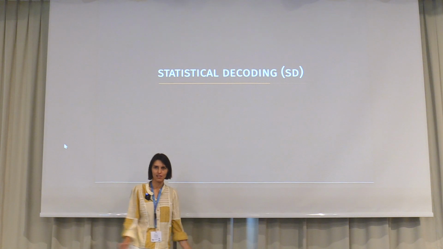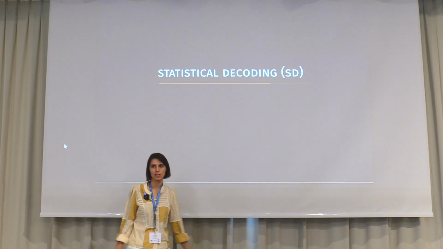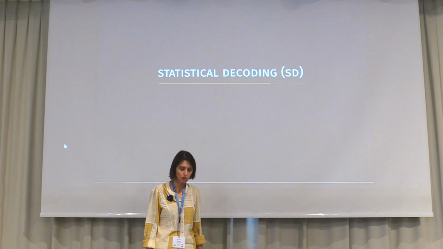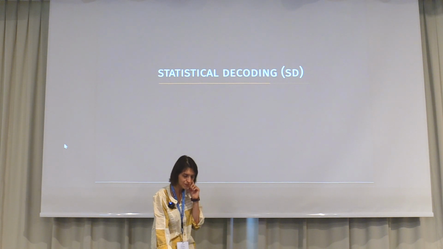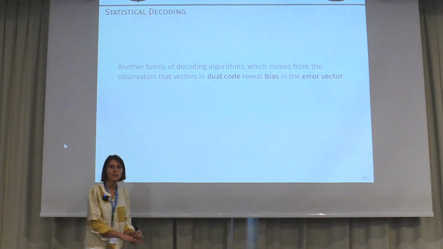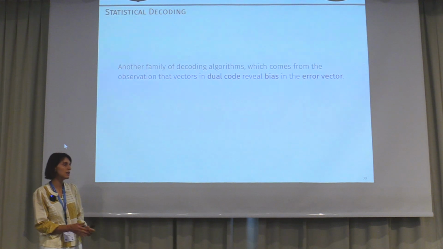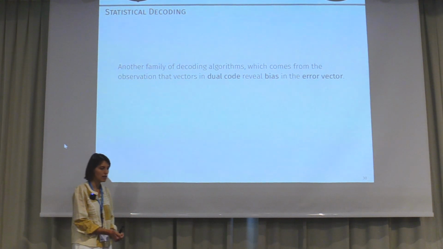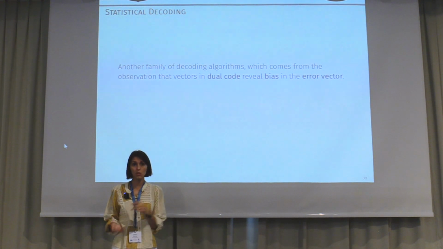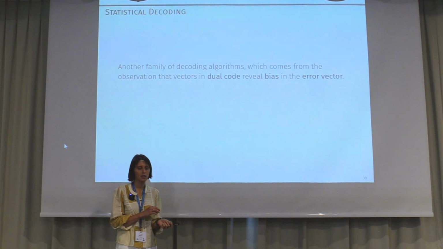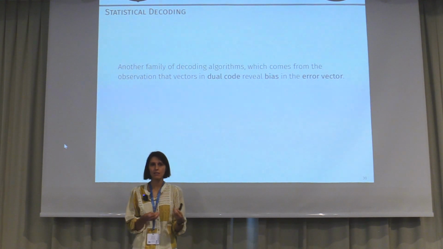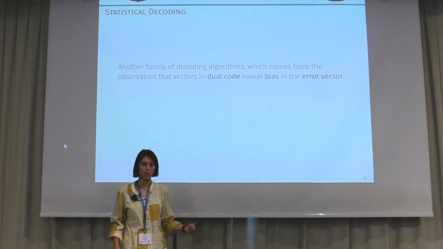I think that I will just give the very high level overview, without going into technical details. And hopefully if someone is really interested in this type of attacks, you can take a look later in the presentation or also in the literature that I provided here. So statistical decoding is quite different, not very far, but quite different from the information set decoding. It comes from the observation that vectors in the dual code reveal some bias in your error vector. So in some sense, you can actually try to guess your error vector, but in a very different way from the information set decoding approach.